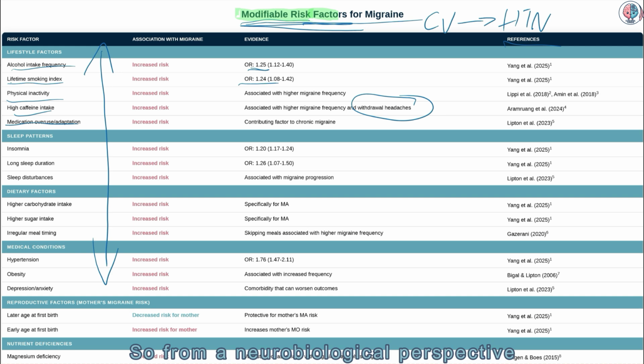So from a neurobiological perspective, the chronic exposure leads to adaptive changes in pain processing pathways. Now, this isn't the fault of the patient. It just means they have frequent migraine attacks and they need to treat those migraine attacks. However, unfortunately, there's a phenomenon where treating these attacks with abortives may contribute to the cycle of migraine progression. And that's exactly what happens.